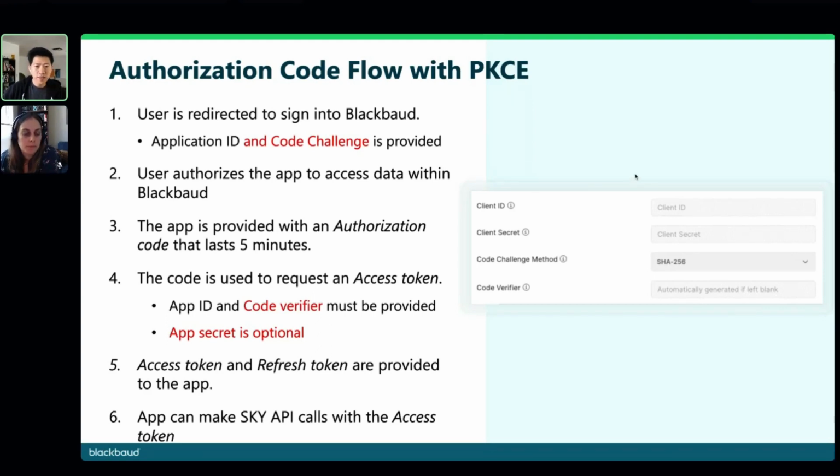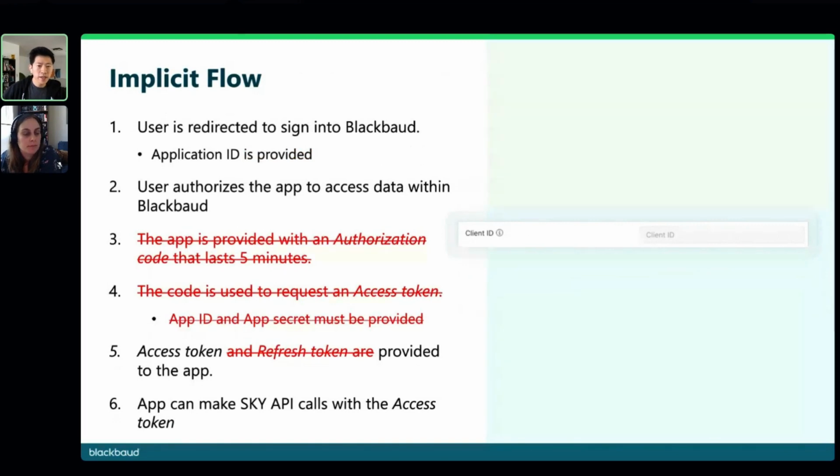So next, I'm going to take a quick look at the implicit flow that's about to be deprecated, so you can see the difference there. Taking the same 6 steps that we had, the implicit flow actually skips a few of the steps in this flow, which makes it simpler, but it's also less secure. So there's no authorization code involved at all.